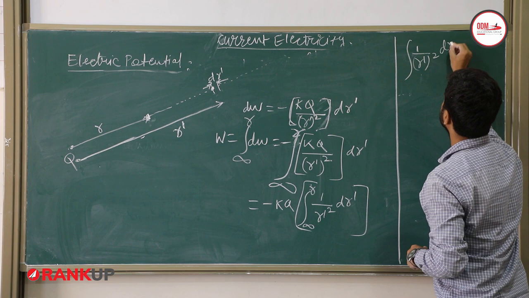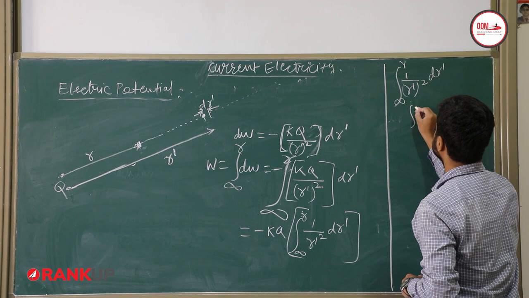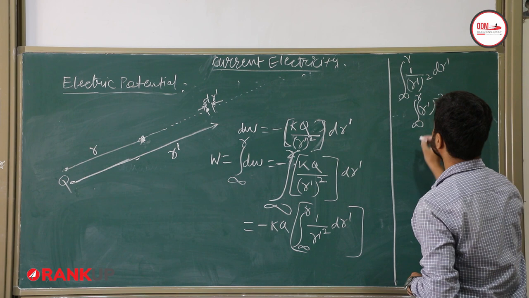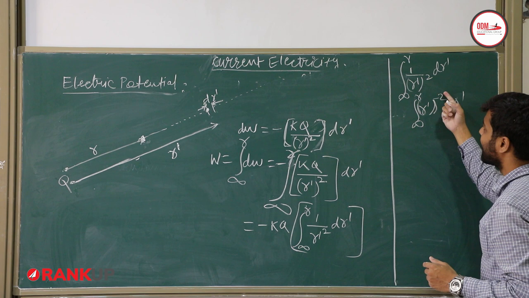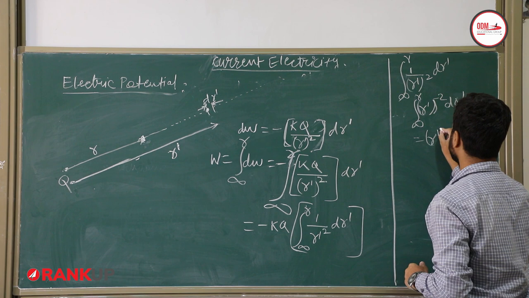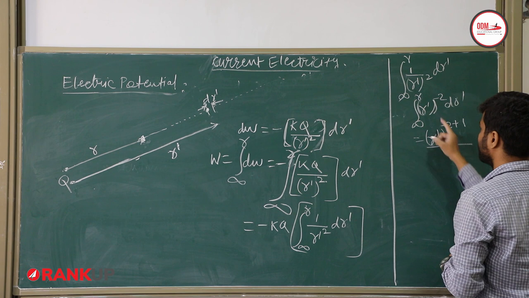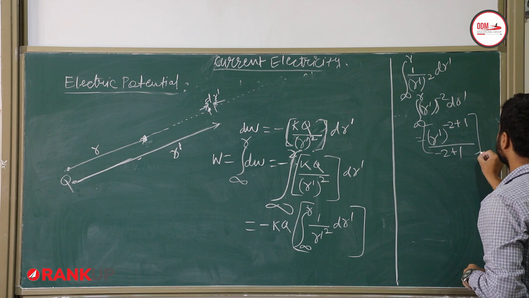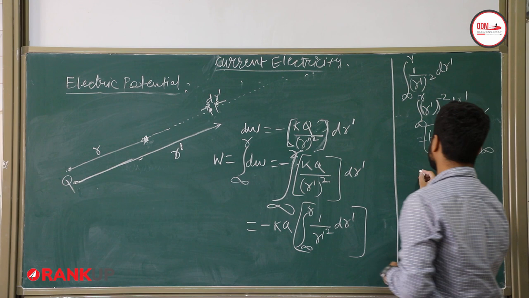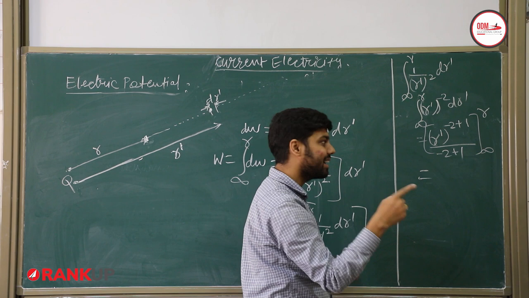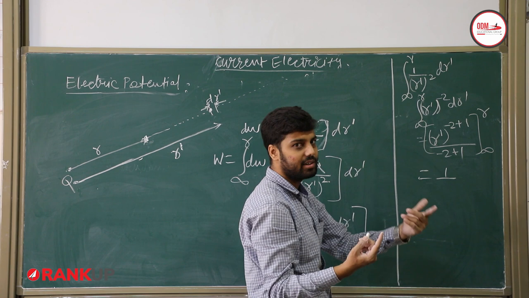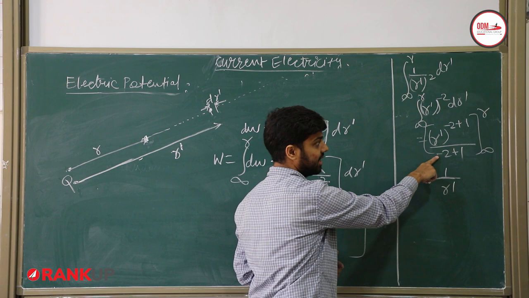So this is basically the integration of r dash to the power minus 2 into dr dash, from infinity to r distance. I have told you the formula of integration: x to the power n gives x to the power n plus 1 by n plus 1. Here n is minus 2, so it is r dash to the power minus 2 plus 1, divided by minus 2 plus 1, from infinity to r. So this is r dash to the power minus 1 by minus 1. We can write r dash to the power minus 1 as 1 by r dash, because x to the power minus 1 is 1 by x, and the minus 1 in the denominator we write here.